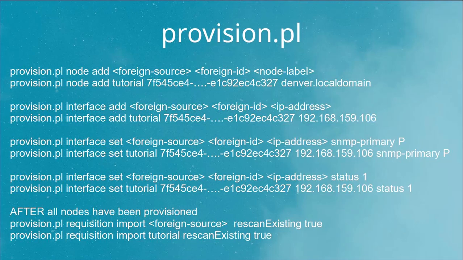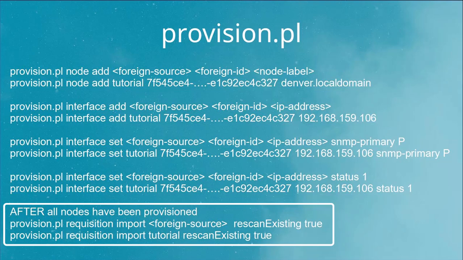To get the nodes into the OpenNMS file system and DB, the requisition must be imported. The syntax is requisition import, foreign source, rescan existing, true. A sample line might be requisition import tutorial, rescan existing, true.